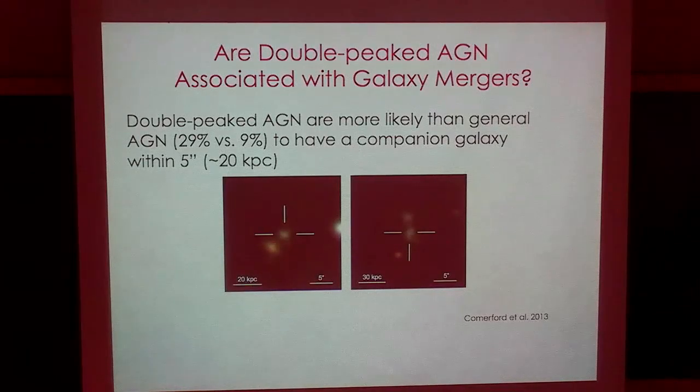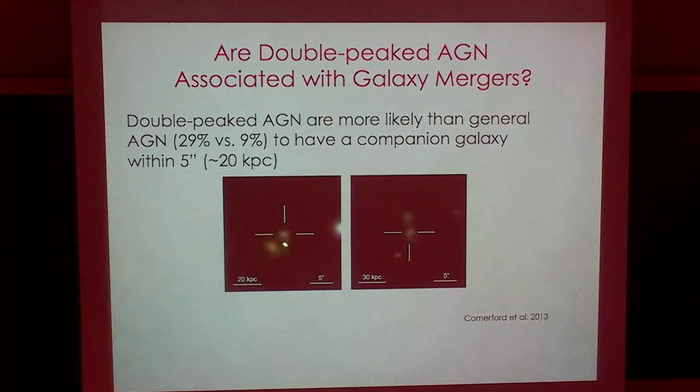Since we think some of these double-peaked AGN are dual AGN, we wonder whether they're also associated with galaxy mergers. So I found that on average, double-peaked AGN are about three times more likely to have a companion galaxy than just the general AGN population. So here are some examples from the AGES survey. In the crosshairs is the galaxy that has double-peaked lines. So this one has double-peaked lines, this one has double-peaked lines, and then there's that companion right there.